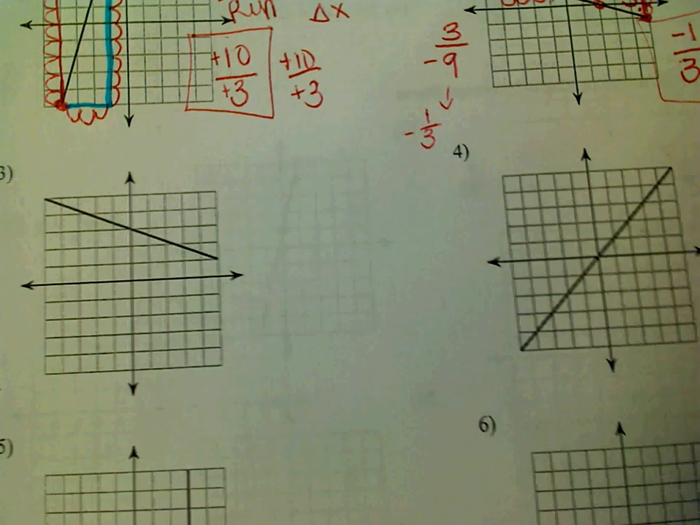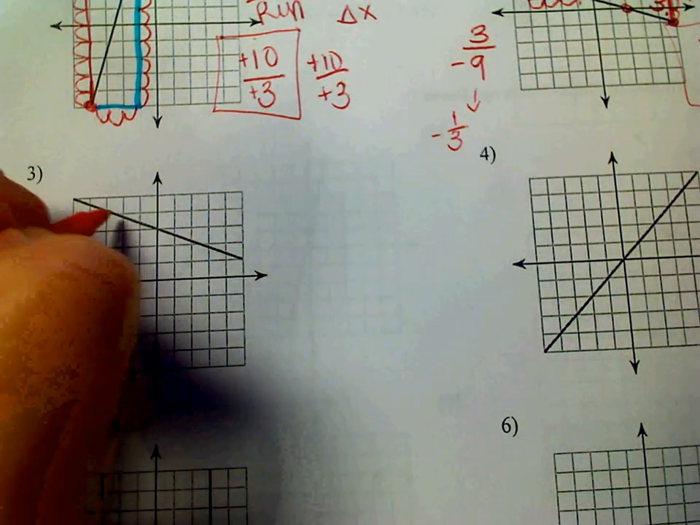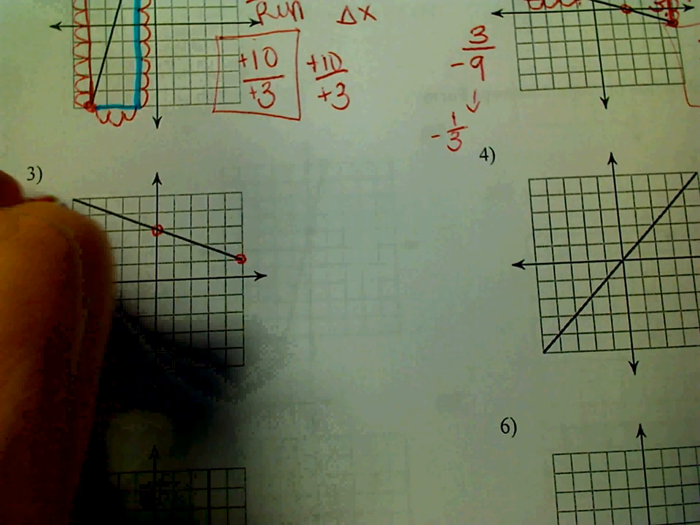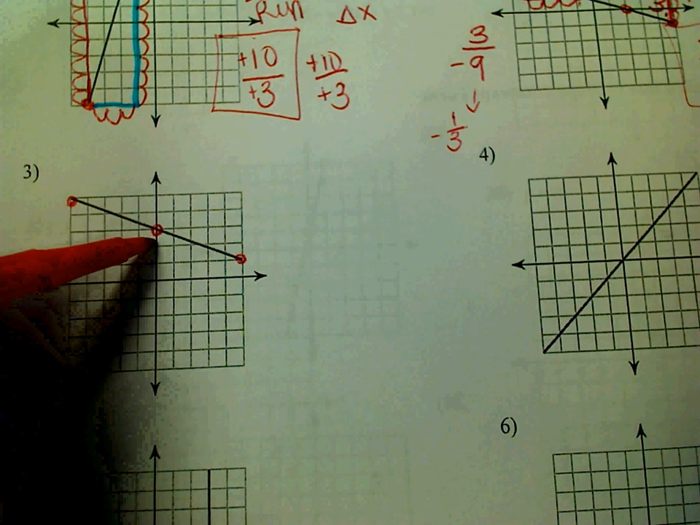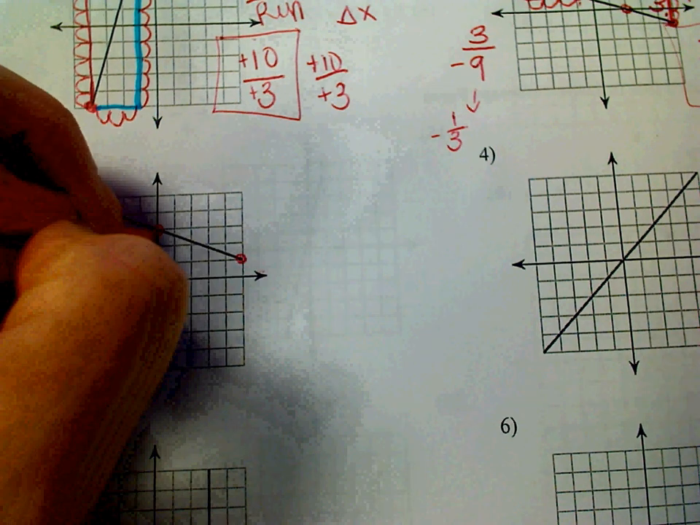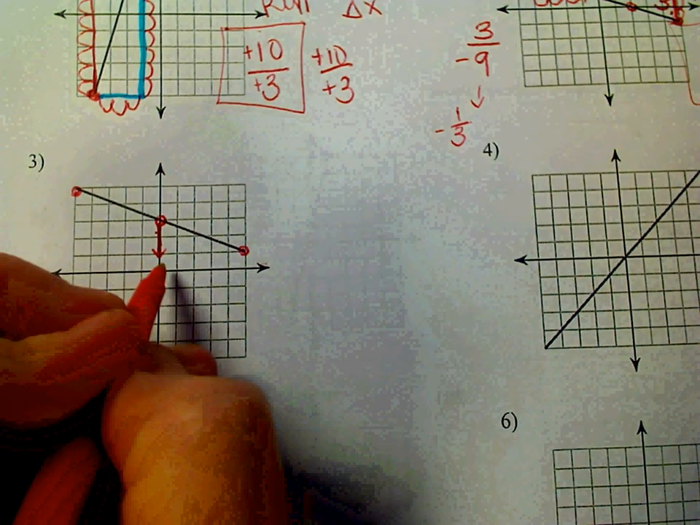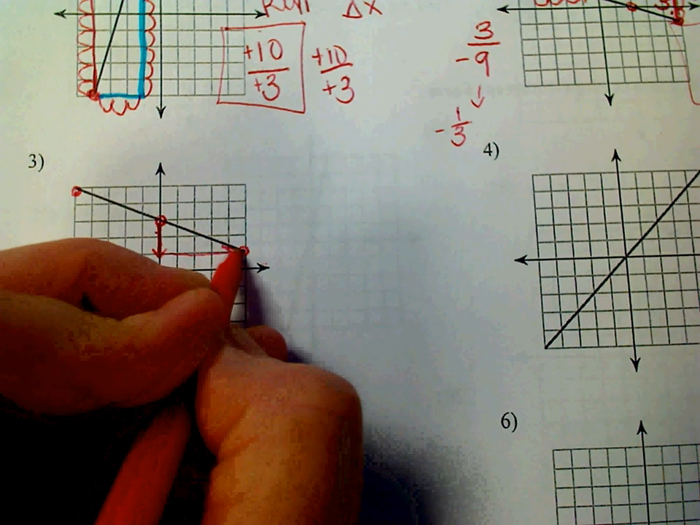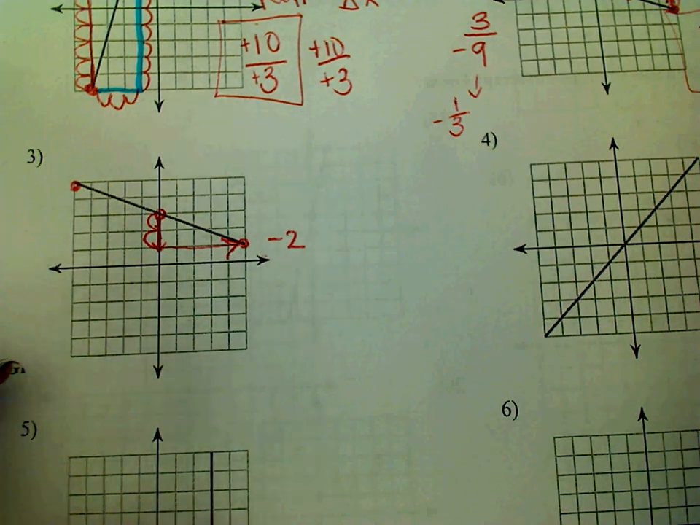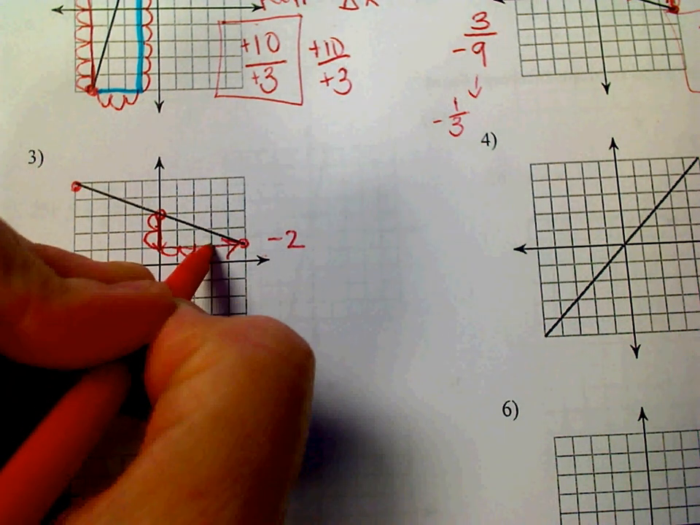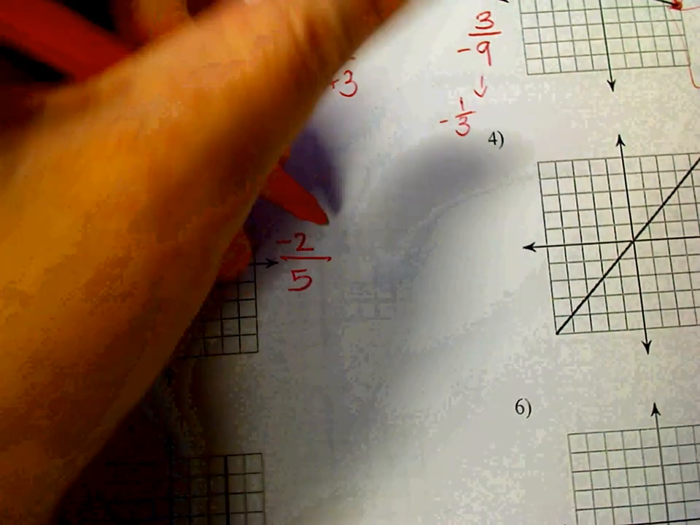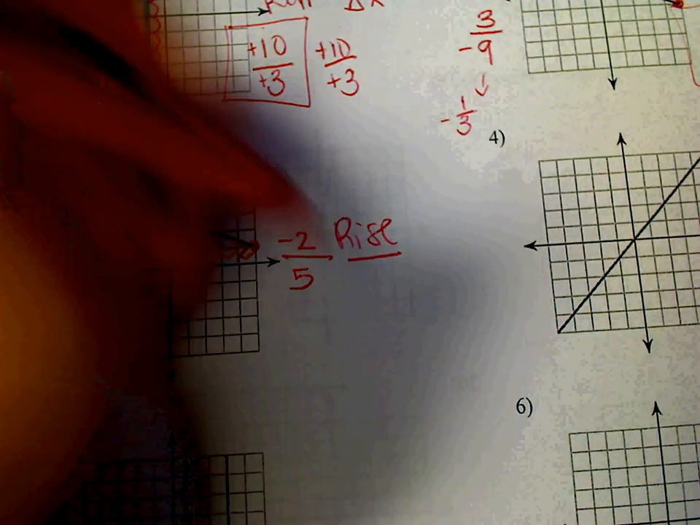Okay, number 3. I'm just going to pick 2 points here. Here's a good one, here's a good one, and here's a good one. I'm going to use the one in the middle and then the one on the right. So I'm going to start by going down and then right. I go down 2, so that's negative 2, and then right 5, so positive 5. So your rise is negative 2 over your run of positive 5.